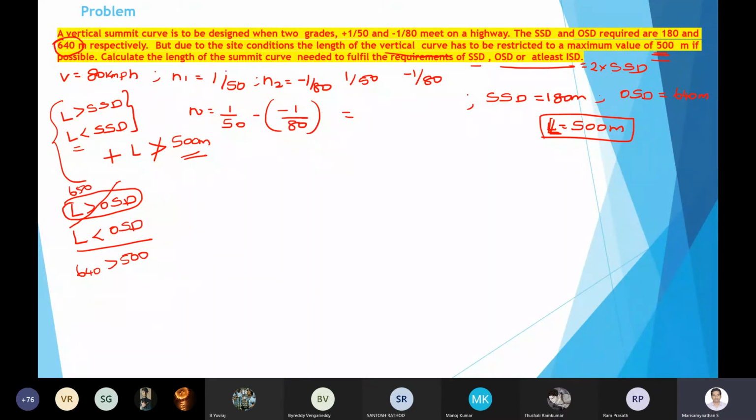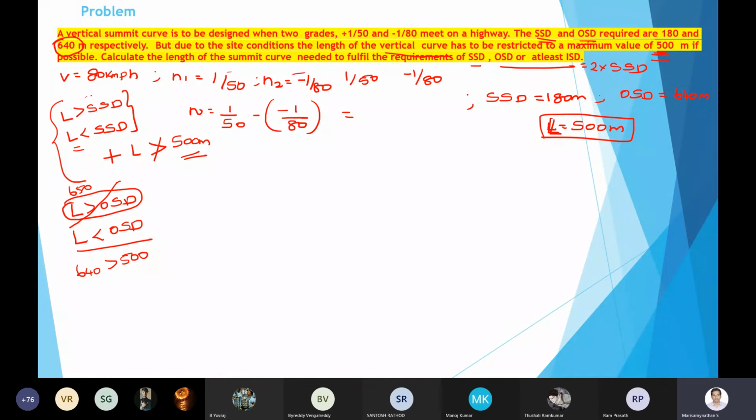They have given n1 and n2, and at the same time they have given the SSD and OSD, so no need to estimate them yourself. Sometimes in previous problems, SSD and OSD are not given, so you have to estimate them using the equations. But here they are given directly, and they also explain that the maximum length is restricted to 500. So all these possibilities we have to check.